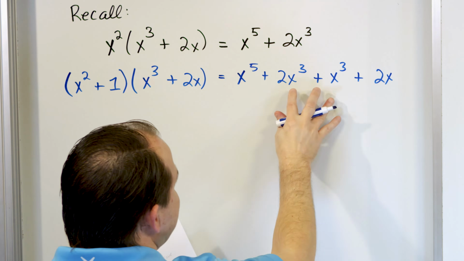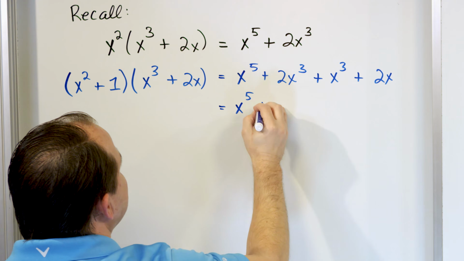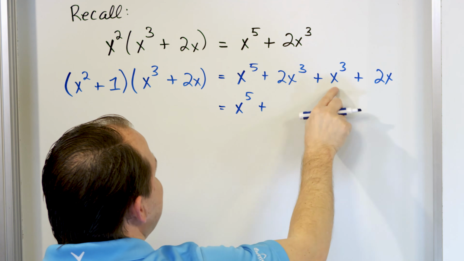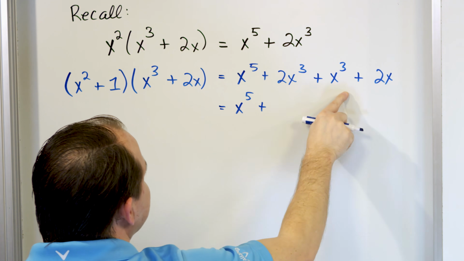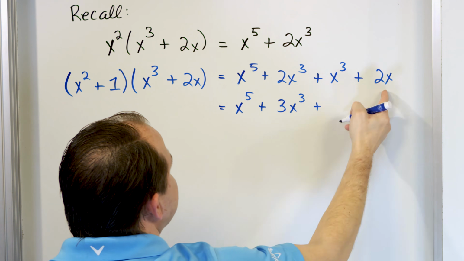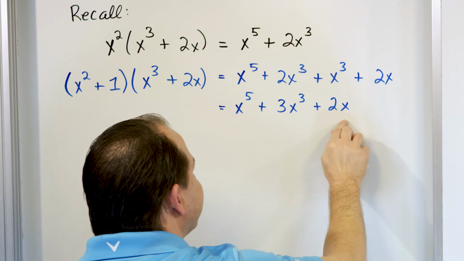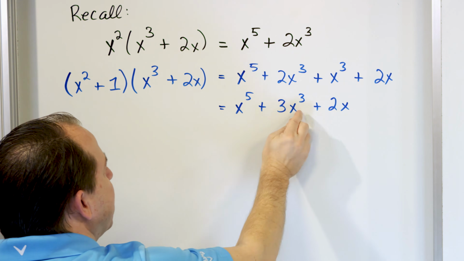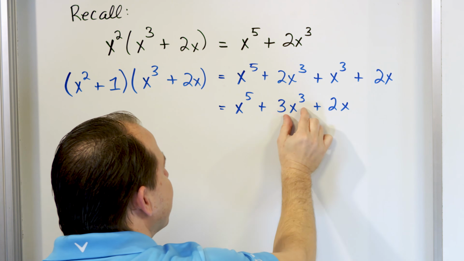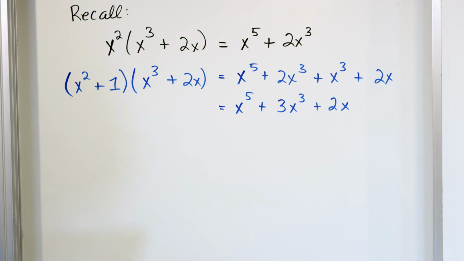And now you see you have these terms that can be combined together. So for the final answer, you'll have x to the 5th power plus, since these are the same exact variables and exponents, you can add them together. 2 plus 1 is 3, and you'll have 3x to the 3rd power, and then this comes along for the ride because we can't do anything else with it. We cannot add these terms together because they have different exponents of x. This is a different term than this one, which is different than this one. So you have x to the 5th plus 3x to the 3rd plus 2x.